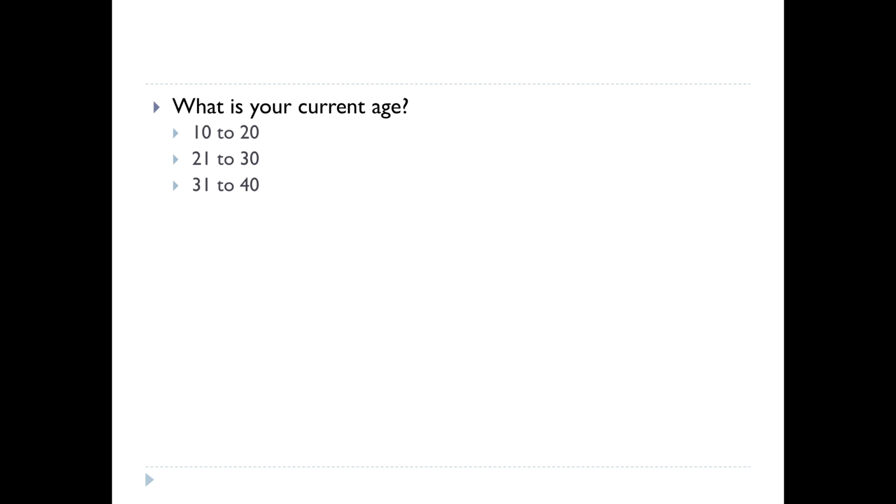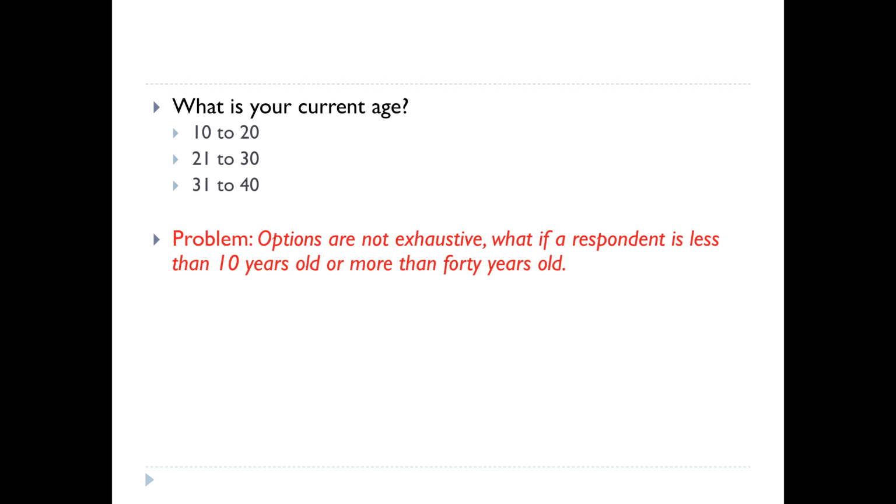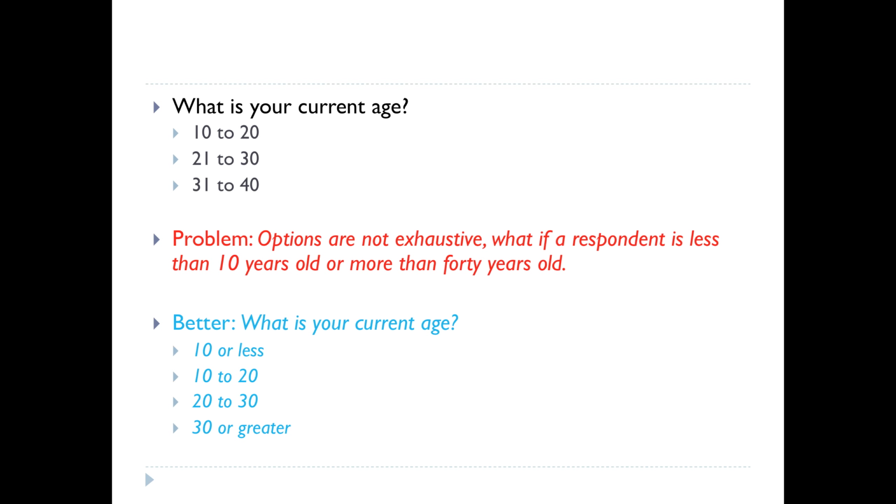Next, if you ask people about their current age, right, this is an example of a question that's actually not exhaustive. What if a person is actually less than 10 years old or over 40, right? They wouldn't have a box to tick here. So to make this better, always make sure that you're including all possible options. And sometimes it's hard to think of everything. So it's always nice to maybe have somebody else go through your questions and talk aloud as they're going through them to make sure you've accounted for all possibilities.